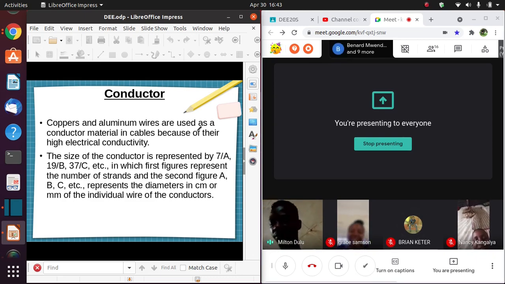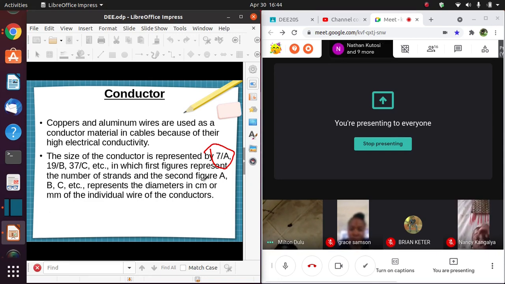Now, cables, vile tulikuwa tumeona katika threads that we have ways of identifying threads, then it's also possible to identify cables. Now, we have this denotation ambayo iko na number na letter. Now, for the first number usually indicates the number of wires. The number of wires in that cable ndio inakuwa represented na that first number. So kuna 7, 19, 37, 45 na kuenda juu.